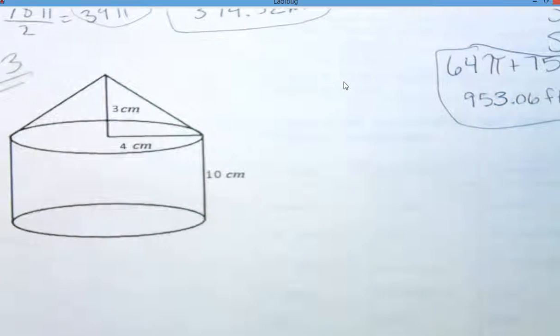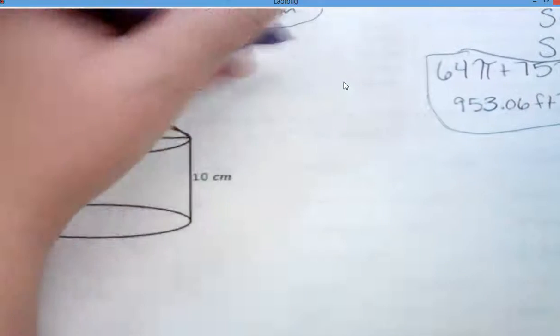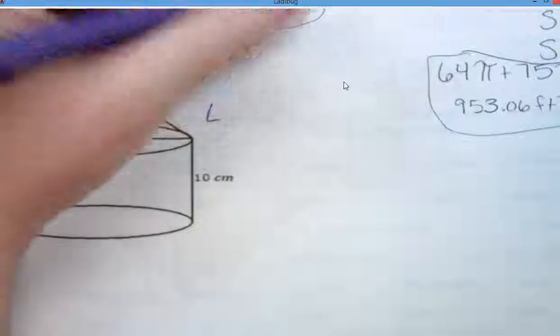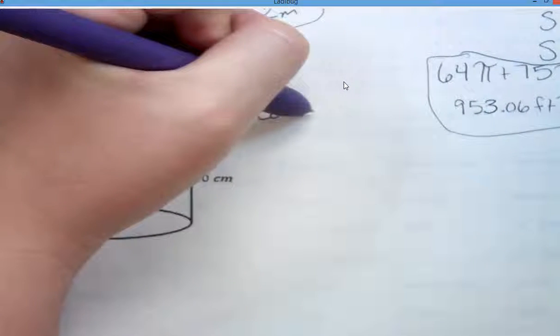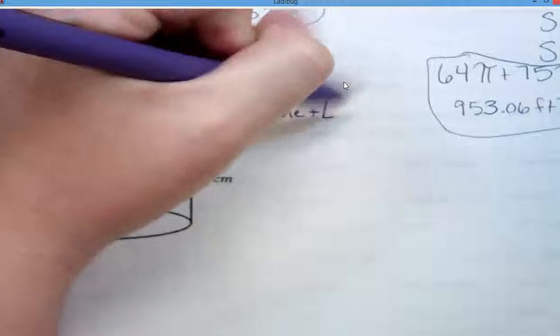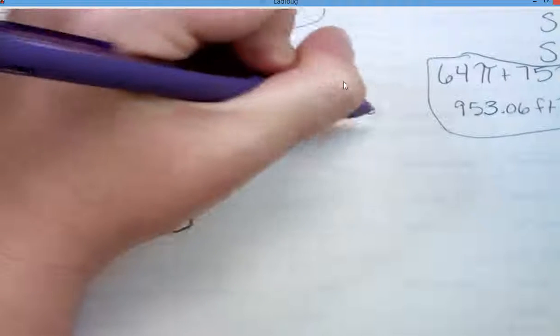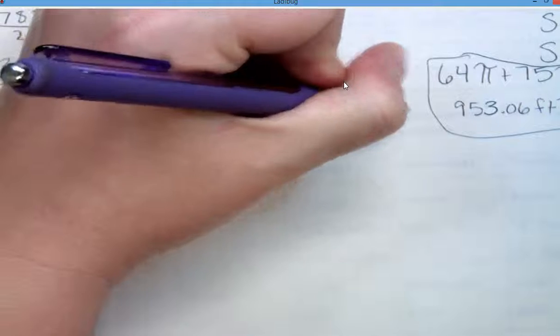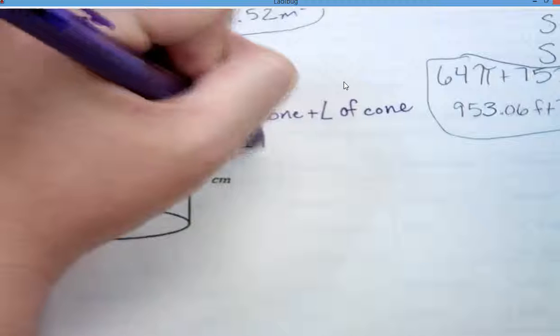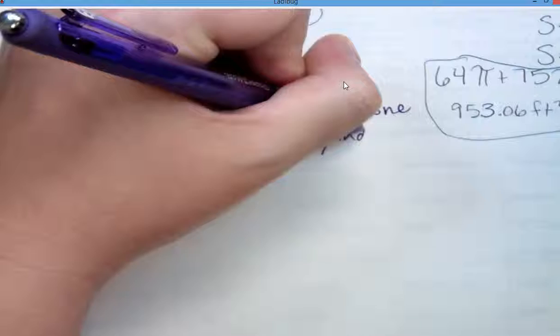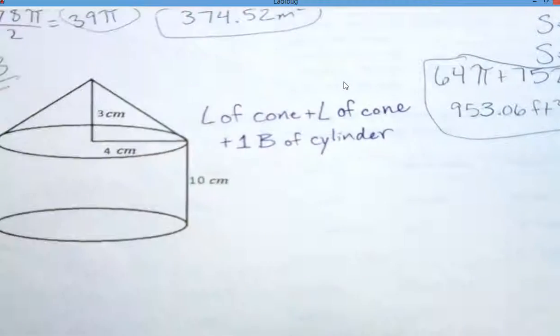So, what on the cone is showing? The lateral area, good. The lateral area of the cone. And then on the cylinder, the lateral area of the cylinder, and then plus 1 base. We'll say the base of the cylinder, it's the exact same as the base of the cone.